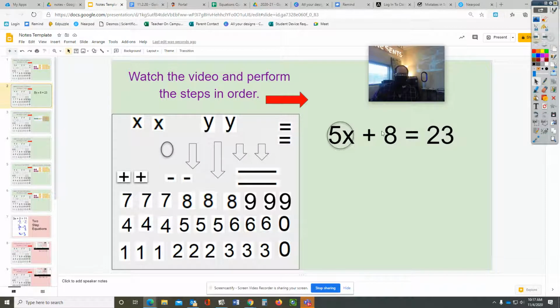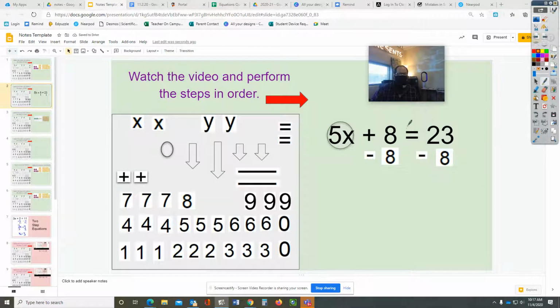Now I want to get rid of whatever's beside it. And beside this 5x is a plus 8. I want to do the opposite of adding 8. The opposite of adding 8 is subtracting 8. So I'm going to drag over my minus, and I'll drag over my 8. So now I'm subtracting 8 here. If I subtract 8 from the left side, I have to also subtract 8 from the right side. So I'm also going to subtract 8 on the right side of my equal sign too.